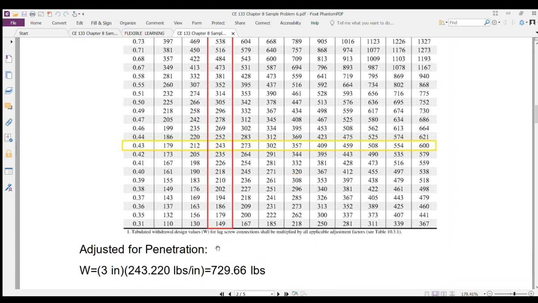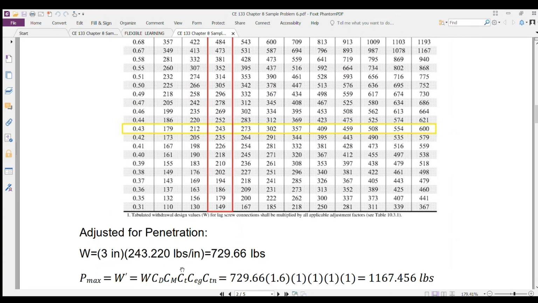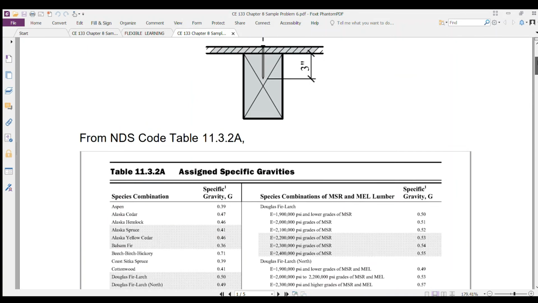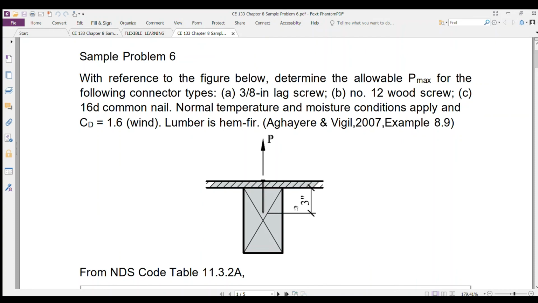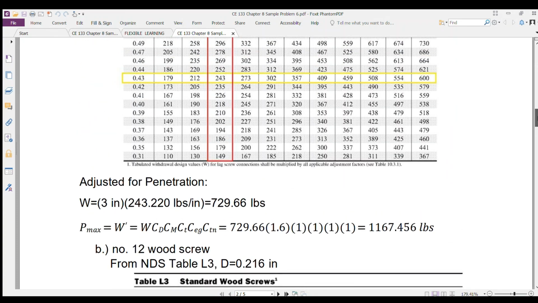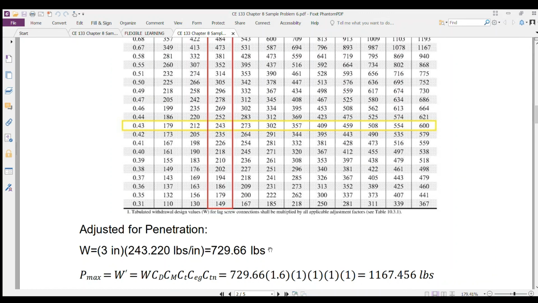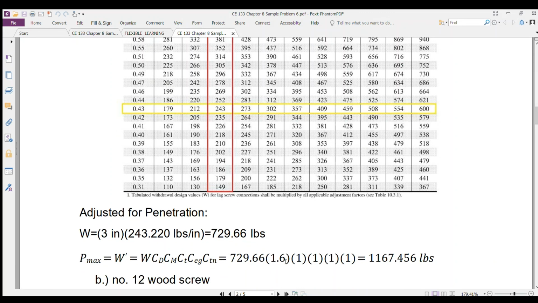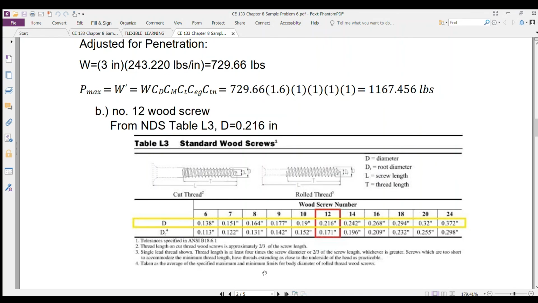Next, we need to adjust it for penetration. Since the value given for W is in pounds per inch, we need to get the total penetration load that it can handle. Multiplying by 3, since we have 3 inches of penetration, we have 729.66 pounds. Now adjusting the values based on the given load conditions, our capacity for P max will be equal to 1967.456 pounds.